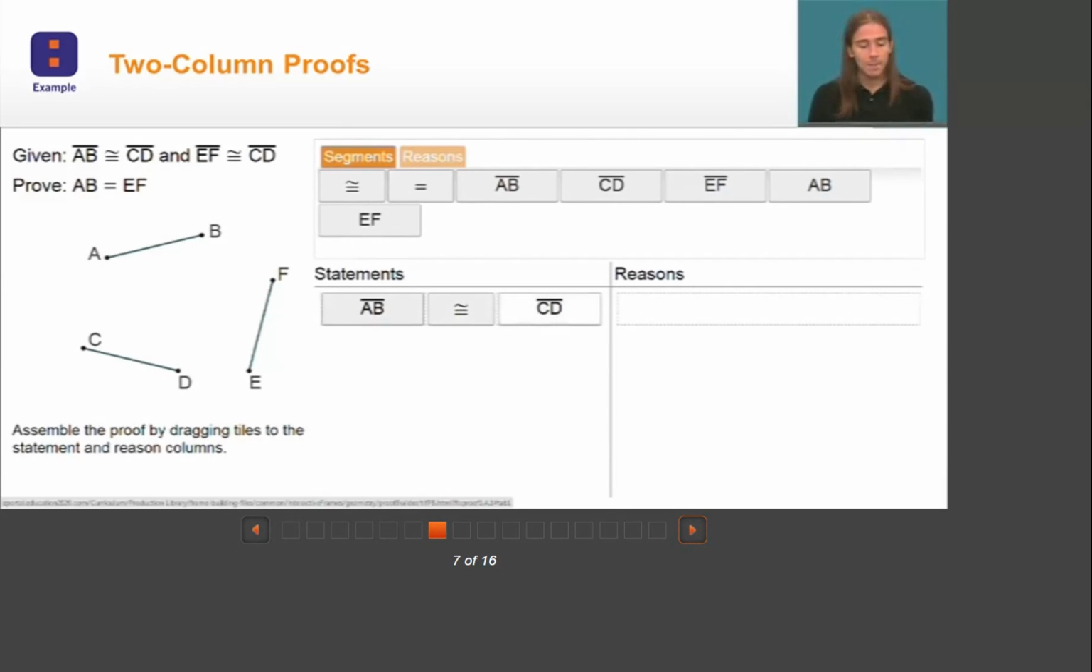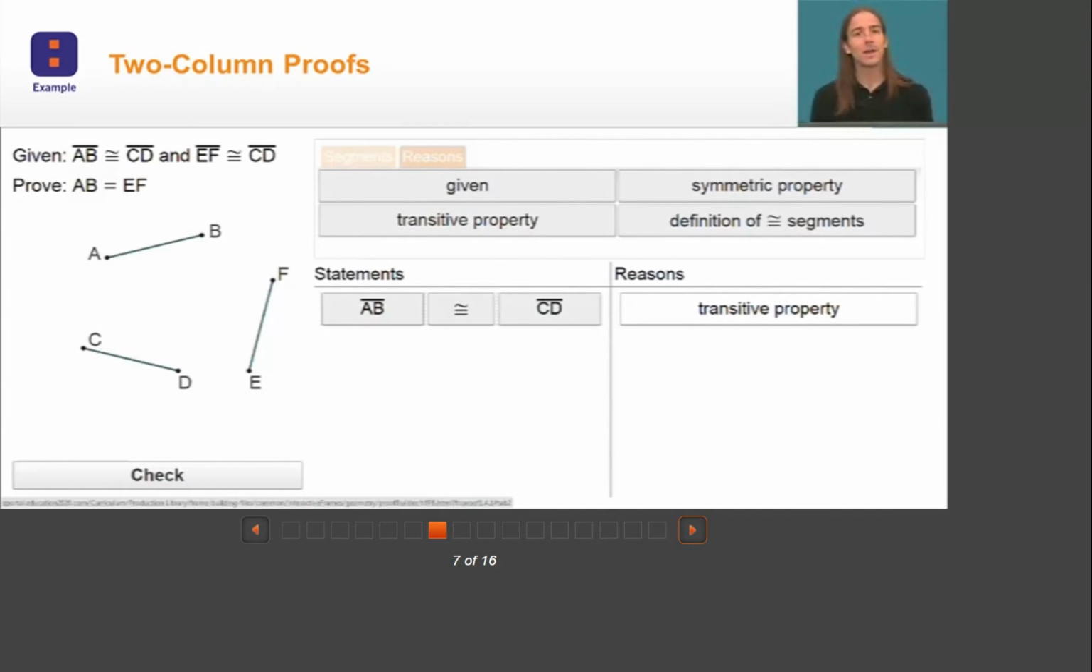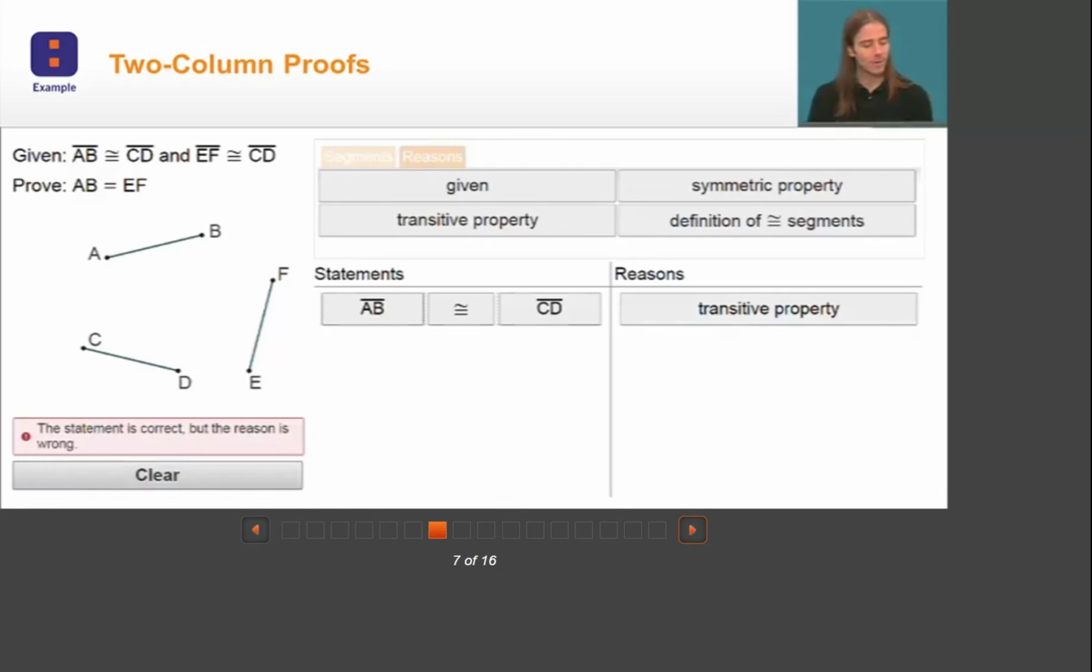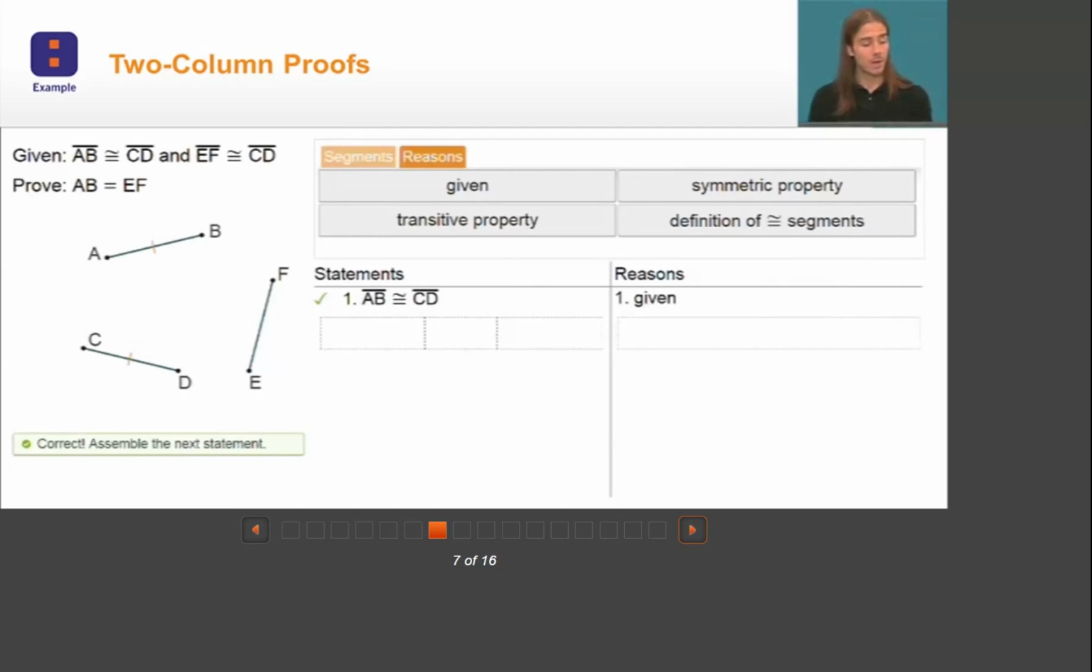Here I put in my first statement, and let's see what happens if I try to justify this with the transitive property. That's incorrect. The right answer here is given, because that's given information. And after I click on that check button, it says the statement is correct, but the reason is wrong. So if I click on clear, notice that the reason was cleared away from me. Let's put in the correct reason. This information is given. I notice that that check button appears, so I click or tap it, and the computer tells me that I'm correct.